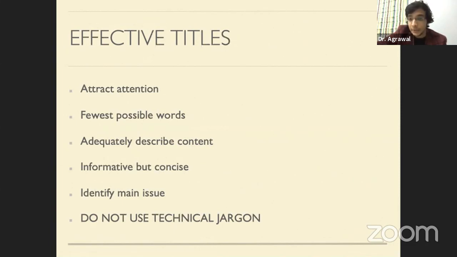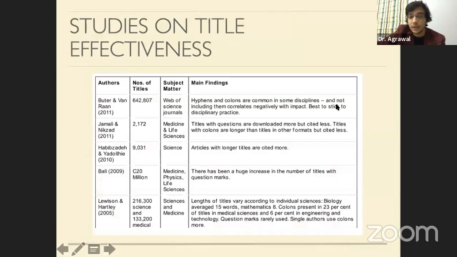There are actually multiple papers that are published on just what makes an effective title, like what title characteristics increase the amount of citations or increase the amount of readers for a particular article. This is an example of some. In 2011, these guys identified 6 lakh articles through Web of Science journals, and they saw that hyphens and colons are common in some disciplines, and not including them correlates negatively with impact, which means that if you have hyphens and colons in your article, its impact will be more.